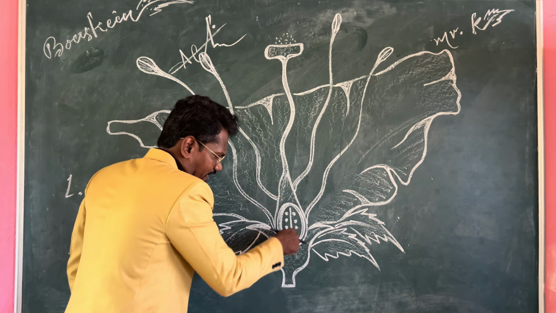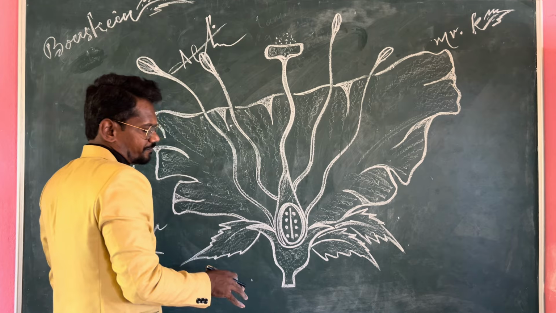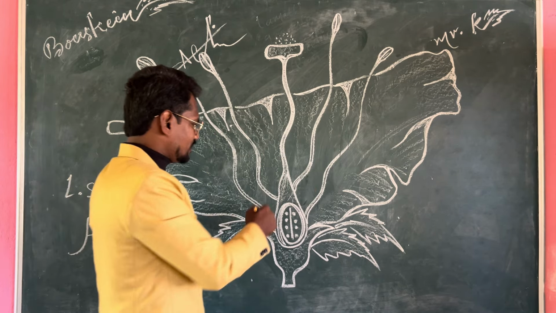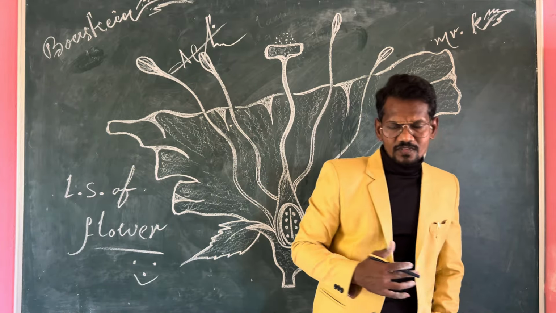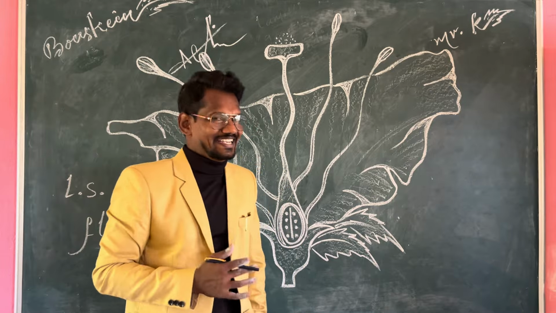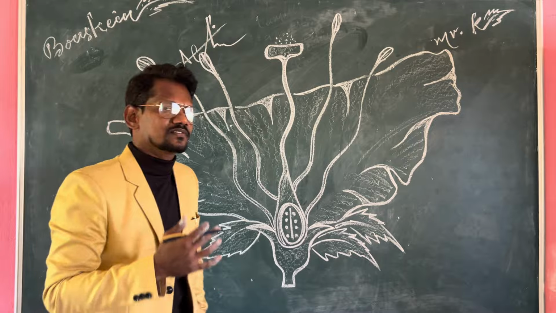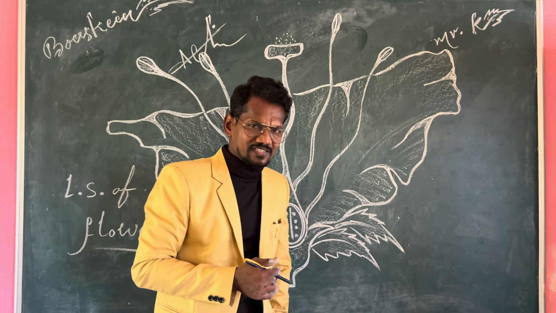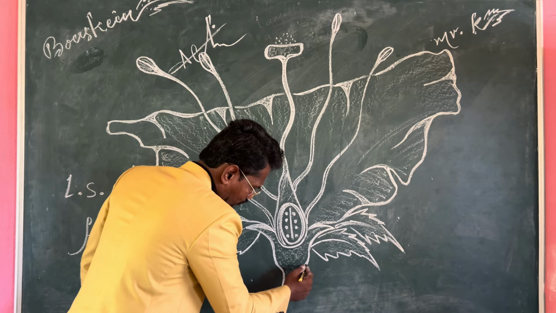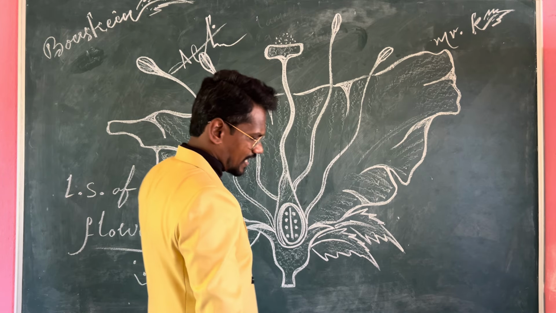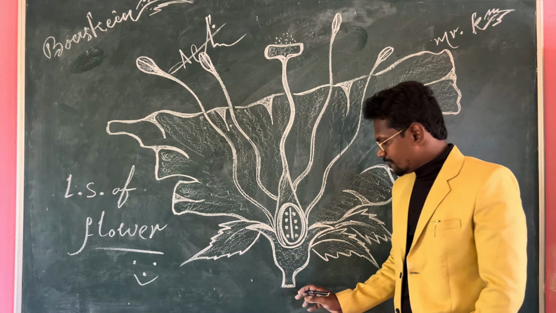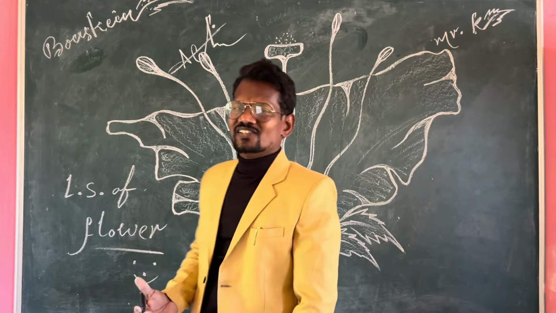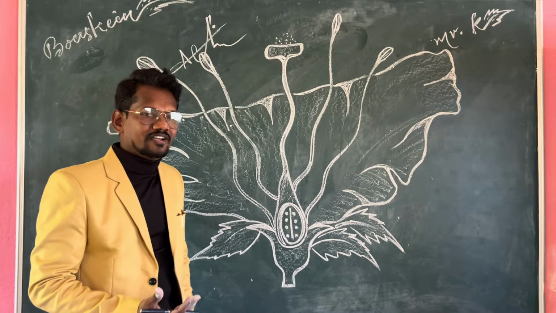Then this ovary is fixed on the cushion-like structure that is known as thalamus. Based on the arrangement or location of the ovary, the ovaries are of different types: epigynous, perigynous, hypogynous, or superior ovary, inferior ovary, or half superior, half inferior ovary, etc. Then this thalamus leads to a small stalk-like structure known as pedicel. If a flower has a pedicel, that is a pedicellate flower. If a flower doesn't have a pedicel, or pedicel is absent, that is called a sessile flower.